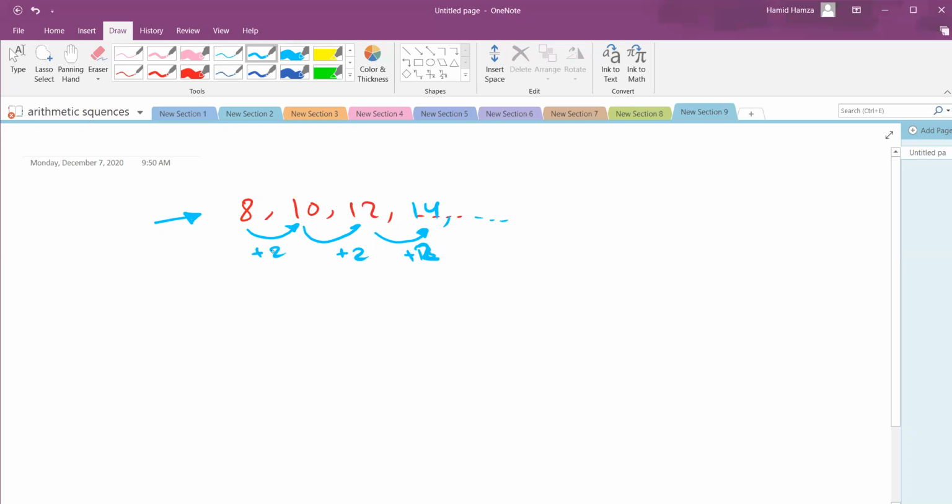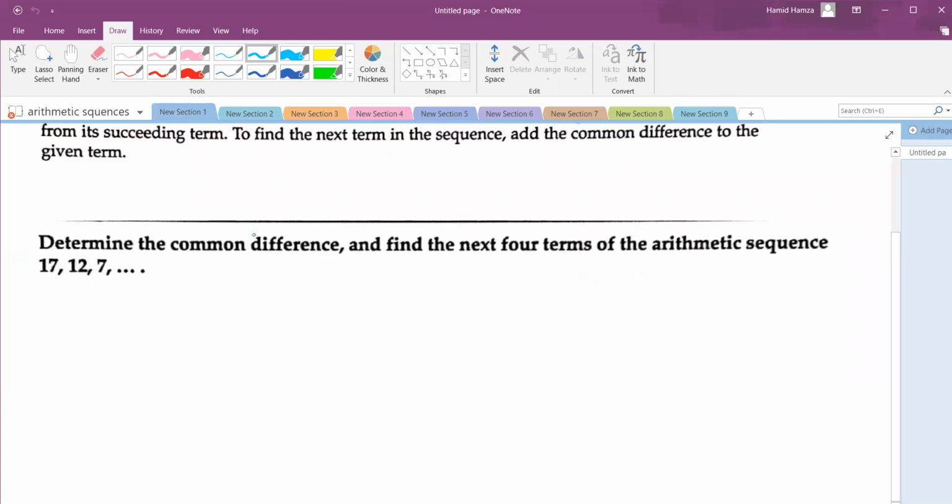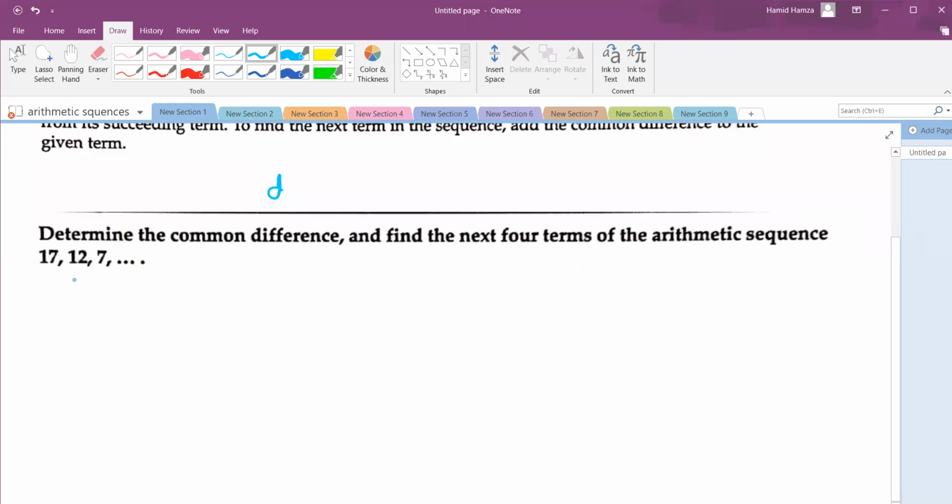The added or subtracted number is called the common difference. Common difference. It's very important. And we denote the common difference by the letter d. So d always refers to the common difference. And from yesterday, you know that the terms of any sequence we name like this: a1, the first term; a2, the second term; a3, the third term, and so on.